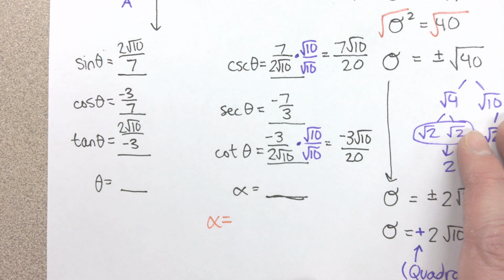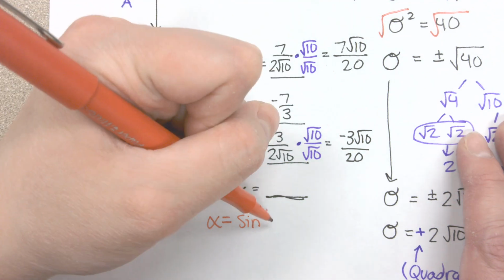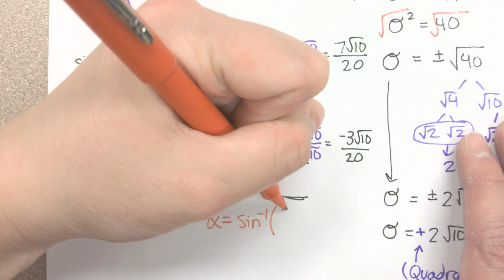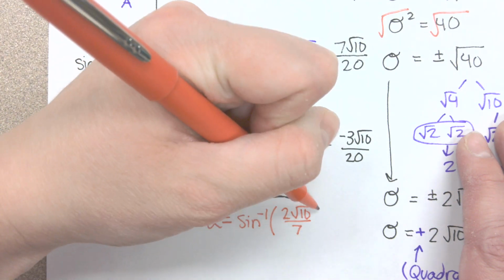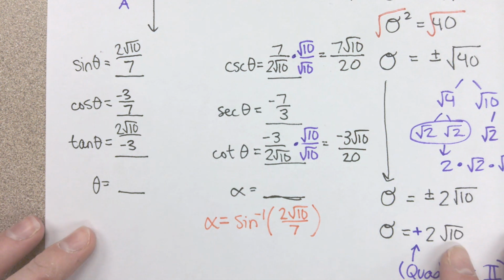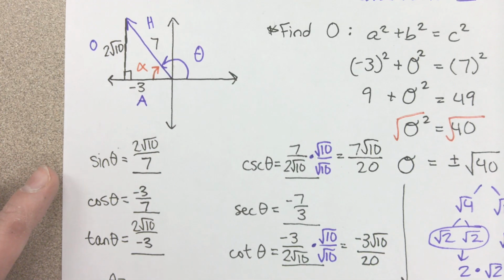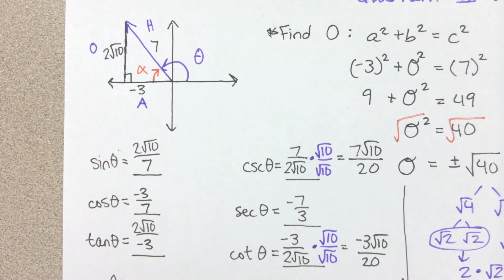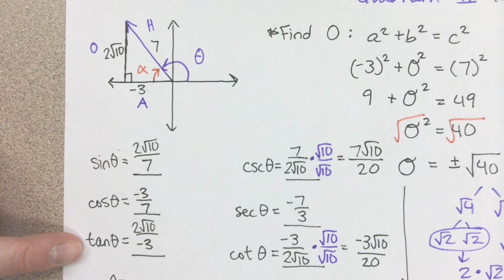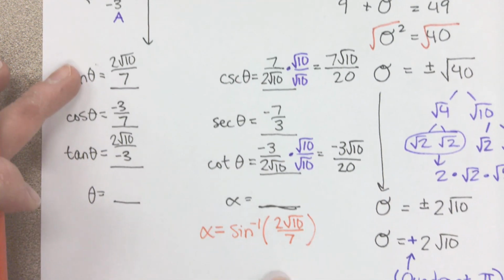So to find alpha, we are going to use inverse sine of 2 square root 10 over 7. How do you know to use that one? Is it just always that one? So I always pick the positive trig function just because it's the path of least resistance, since alpha must be positive. You can pick any of the 3, just make sure when you type it in you drop the negative if it has a negative on it.